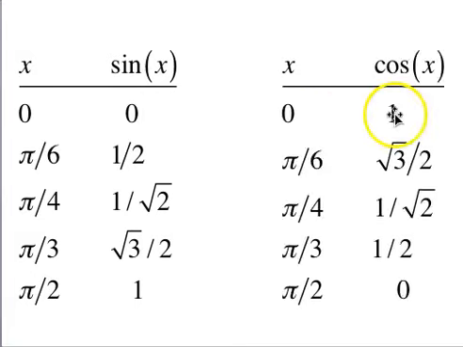Similarly for cosine, cosine of 0 is 1. Cosine of pi over 6 is root 3 over 2. Cosine of pi over 4 is 1 over root 2. Cosine of pi over 3 is a half. And cosine of pi over 2 is 0.